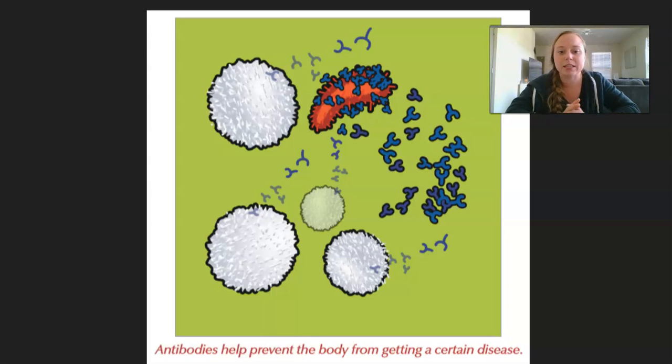Okay, antibodies help prevent the body from getting a certain disease. In this picture, you can see the antibodies. They're trying to fight. Remember, we talked about this when we talked about the immune system. So antibodies are very important in fighting diseases.